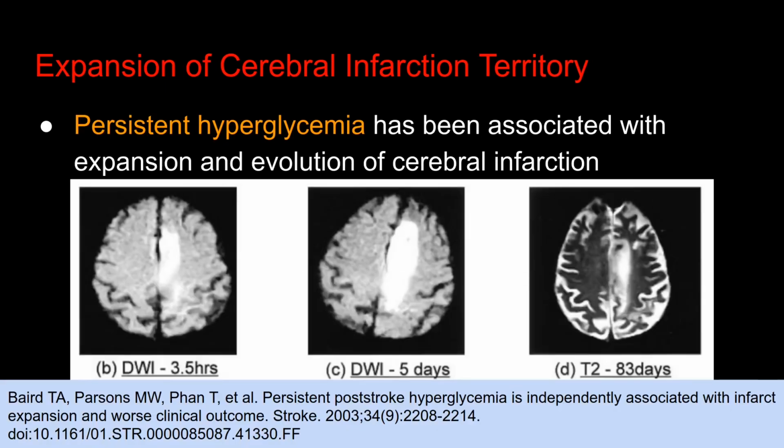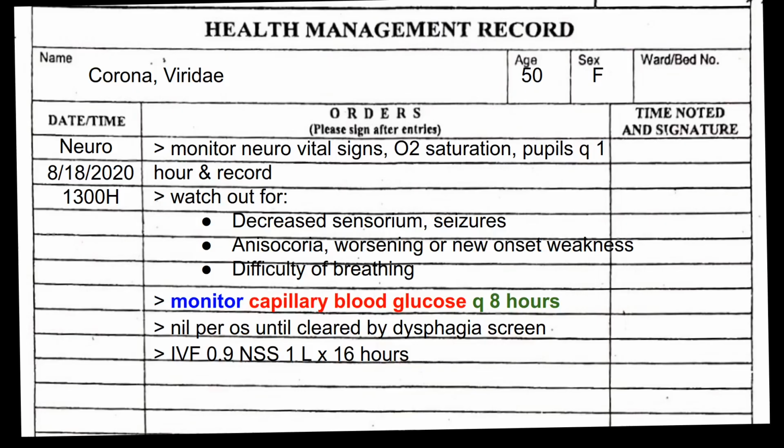Now, what could go wrong? A cerebral infarction territory can evolve and continue to enlarge if you don't control the blood sugar of the patient. That's why, and we emphasize in different colors sometimes, and we write down in the chart that we want the capillary blood glucose monitored closely in these patients.